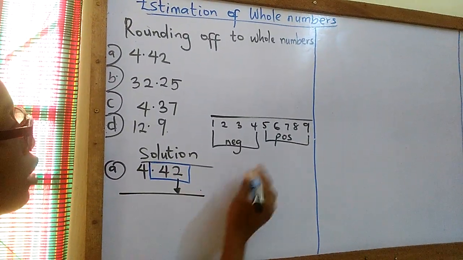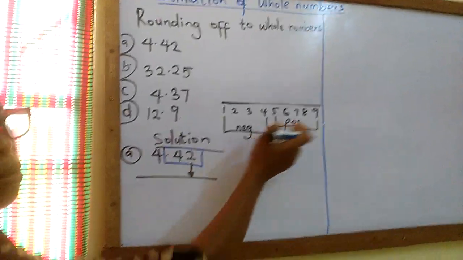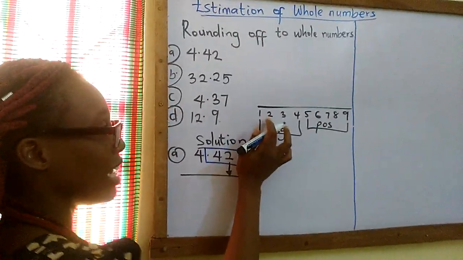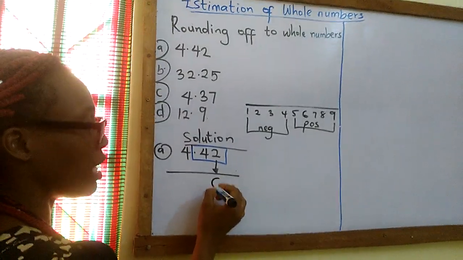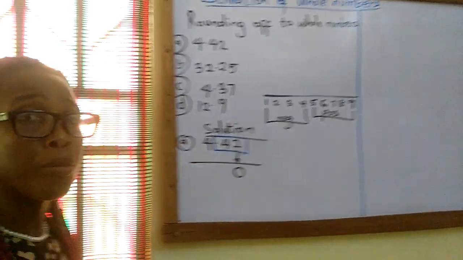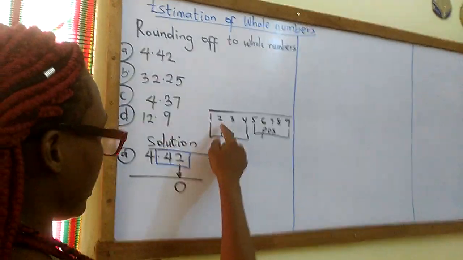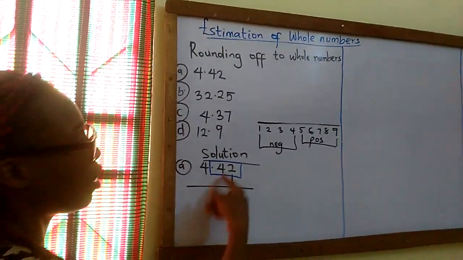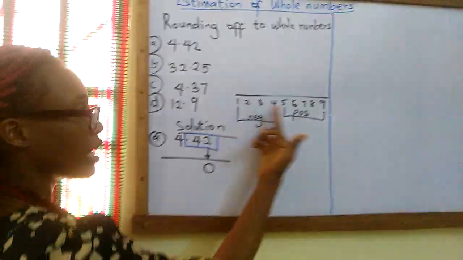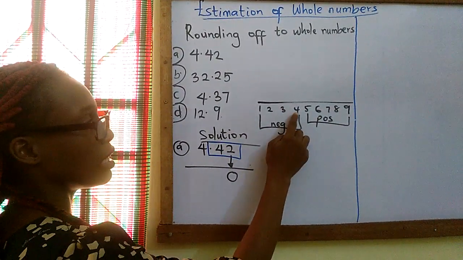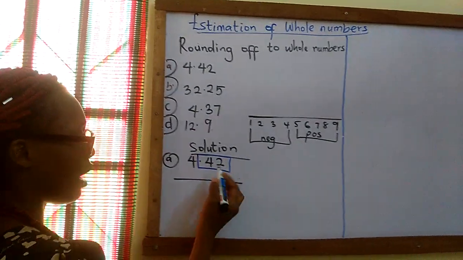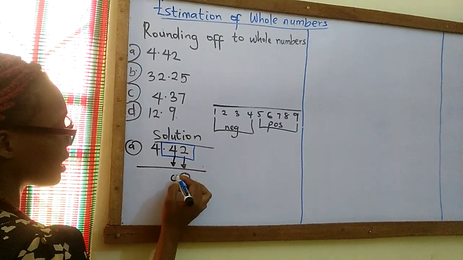Now to our number line. Is 2 negative or positive? Of course, 2 is negative. That means we can write down 0 but cannot take 1 up because 2 is negative. Now let's look at 4. Going back to the number line, is 4 negative or positive? 4 is negative. That means we can write down 0 but cannot take 1 up.